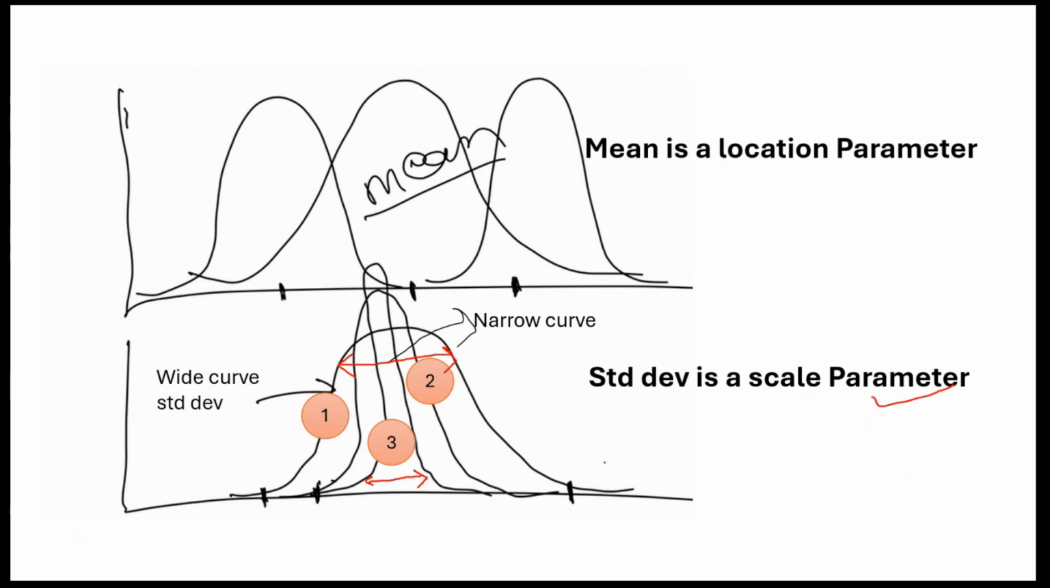I hope everyone understood. If it's a smaller standard deviation, it means the data is more centered around the mean. So if it is a smaller standard deviation, you'll have most of the points centered around the mean. Now let's visualize all of this with an example.